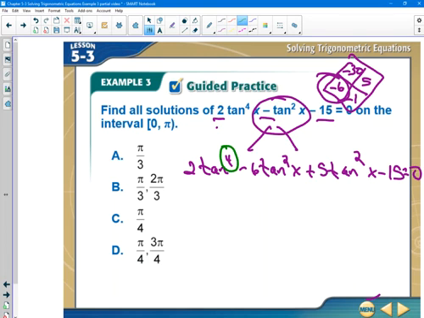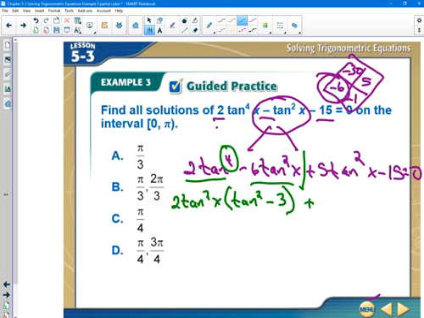So I'm going to put my little imaginary line here and break it up. I'm going to factor out what's common to this term and this term. To me, that would be a 2 tangent squared x. So 2 tangent squared x, and what's left inside? 2 tangent squared times tangent squared would be the same as 2 tangent to the 4th. Then minus 3. Plus, well, I shouldn't say plus yet. Hang on. Let me get rid of this.